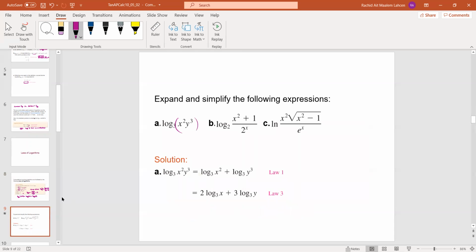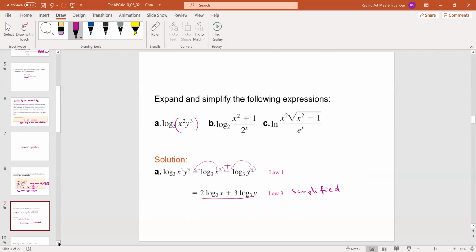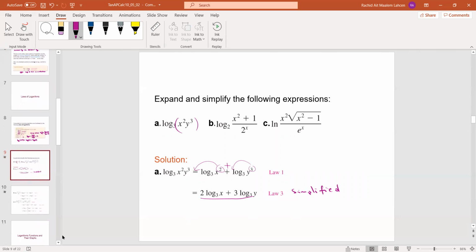So I have this multiplication. It can switch into this addition of the two logs. Then I have the exponents, which can be switched to the exponent coming to the front. So log 1 and log 3. And this is the simplified form, right? So this is kind of expanded, and you need to know both ways.